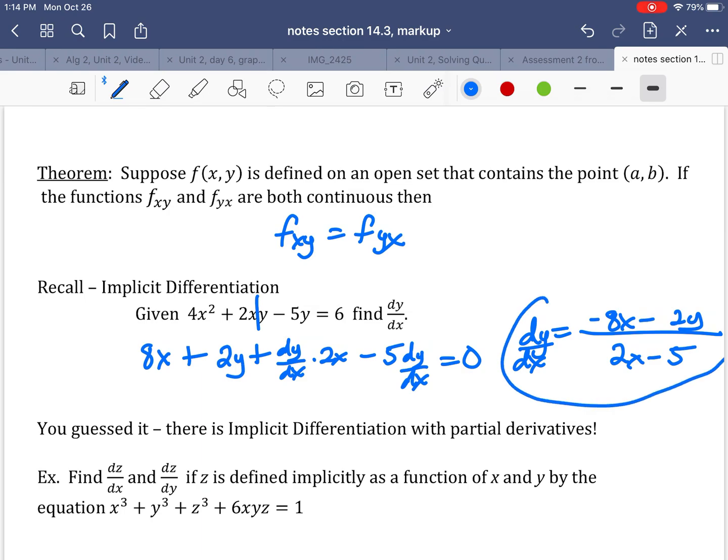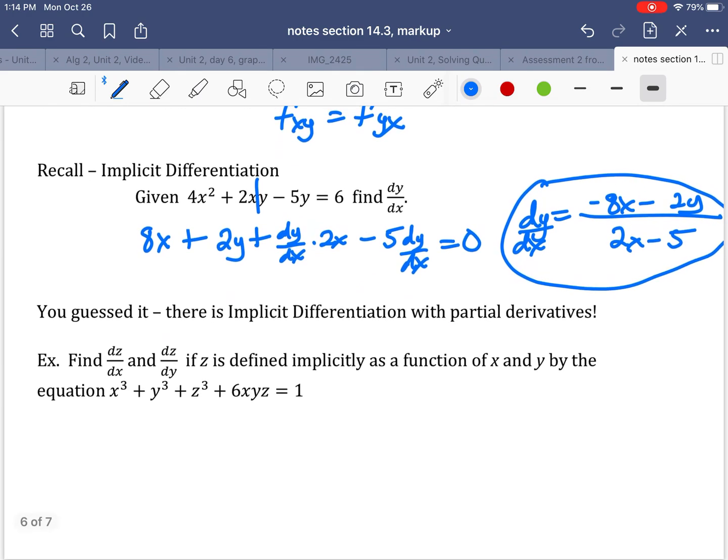So we're going to follow the same process, really, and this one truly is not able to be solved for z. So we're going to do dz/dx, and then on the next page do dz/dy.